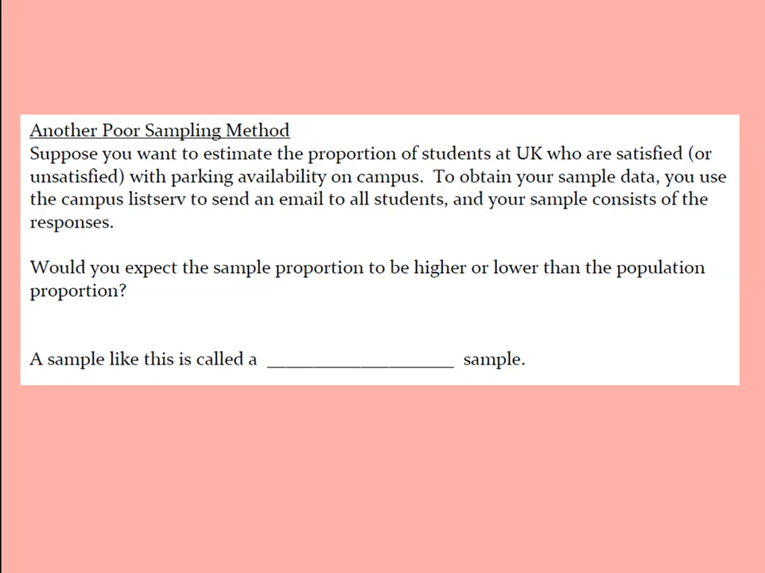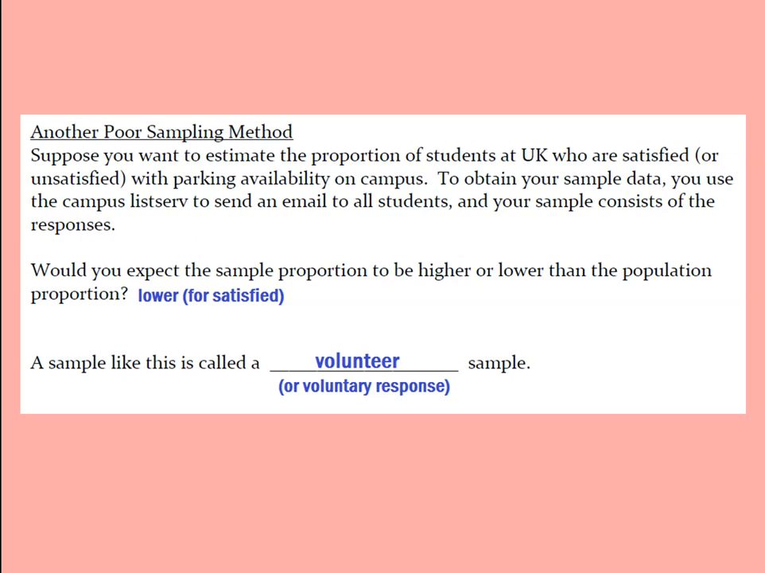The people who are annoyed with having to take 45 minutes to find a parking space or park out by the football stadium, they're going to be more motivated, so the satisfied sample proportion would be lower than the population proportion. Or from the other perspective, the unsatisfied sample proportion would be higher than the population proportion. This is called a volunteer or voluntary response sample. And this kind of sample is one where effectively the sample picks itself.